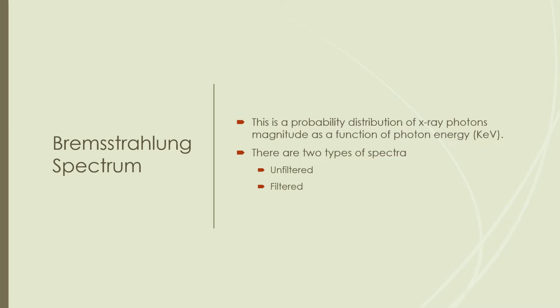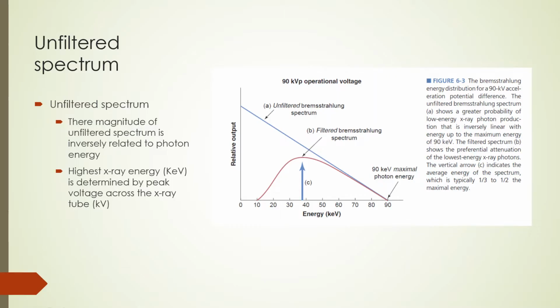There are two types of Bremsstrahlung spectra. There is an unfiltered spectrum and a filtered spectrum. This figure shows the unfiltered spectrum, which is the straight line, and the filtered spectrum, which is the curve. The unfiltered spectrum shows an inverse linear relationship between the number and energy of X-rays produced, with the highest energy determined by the peak voltage applied across the tube.